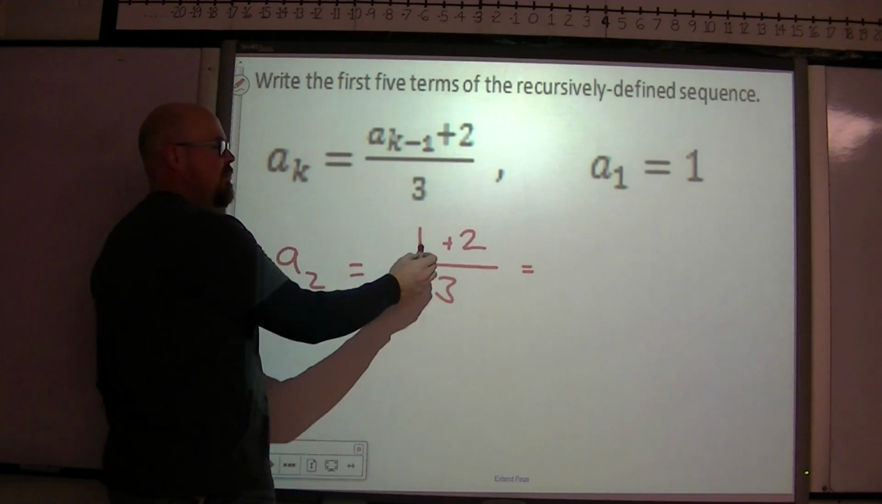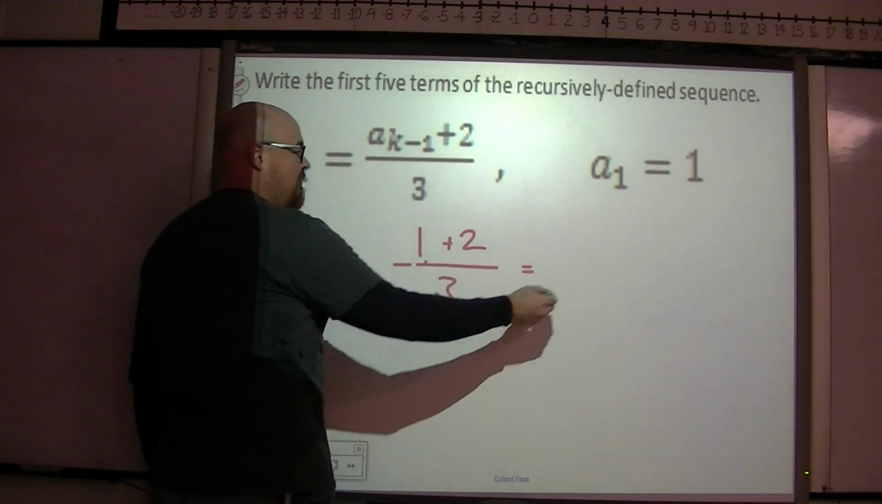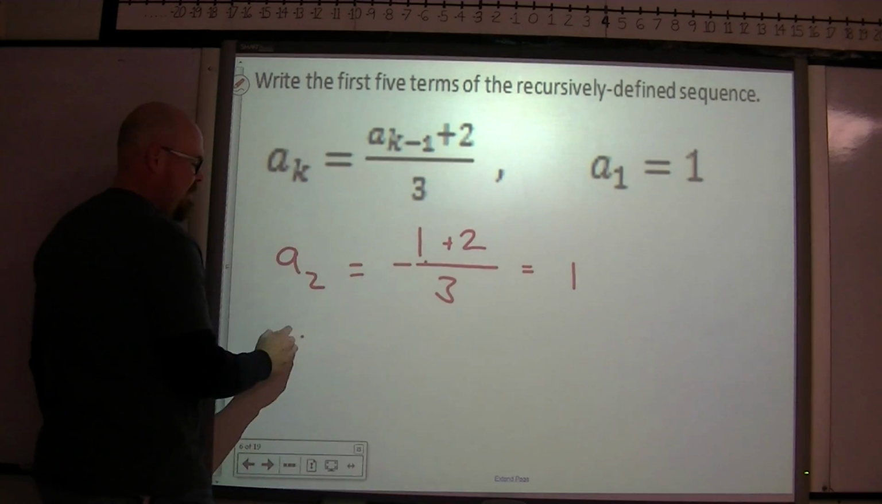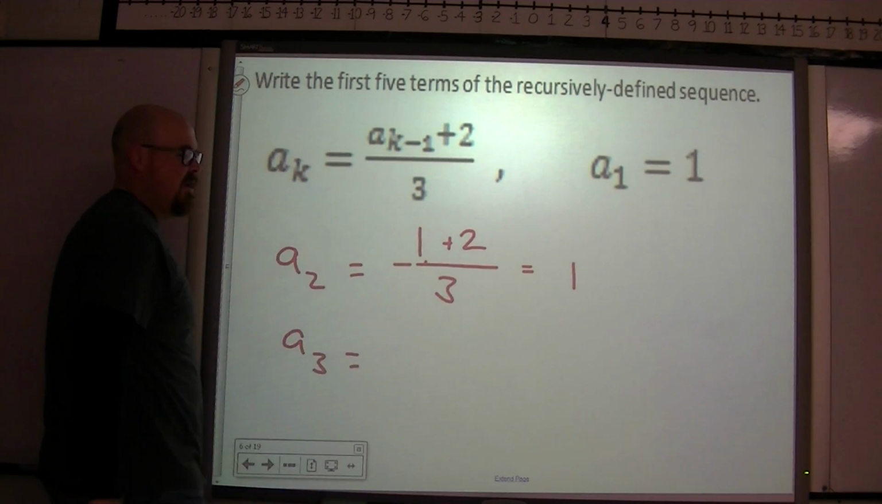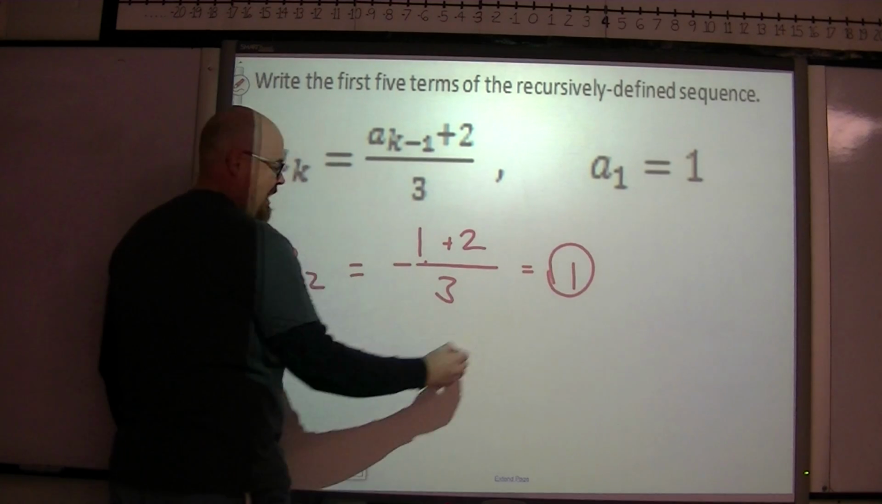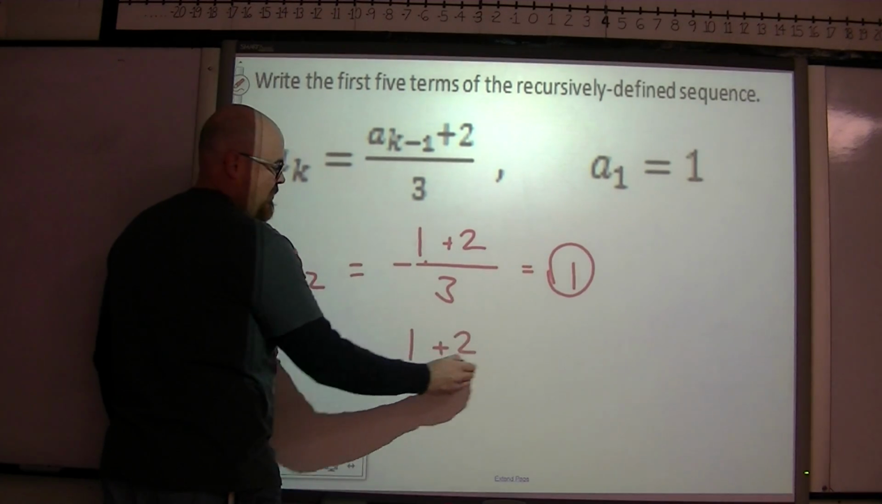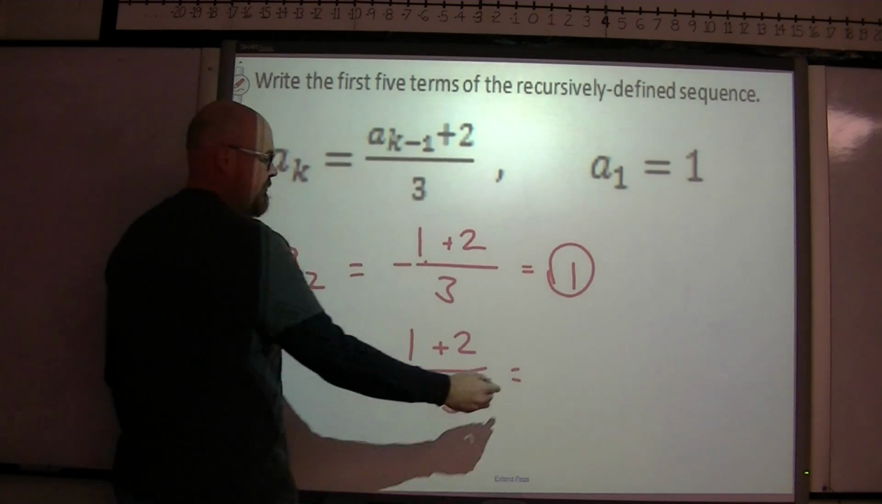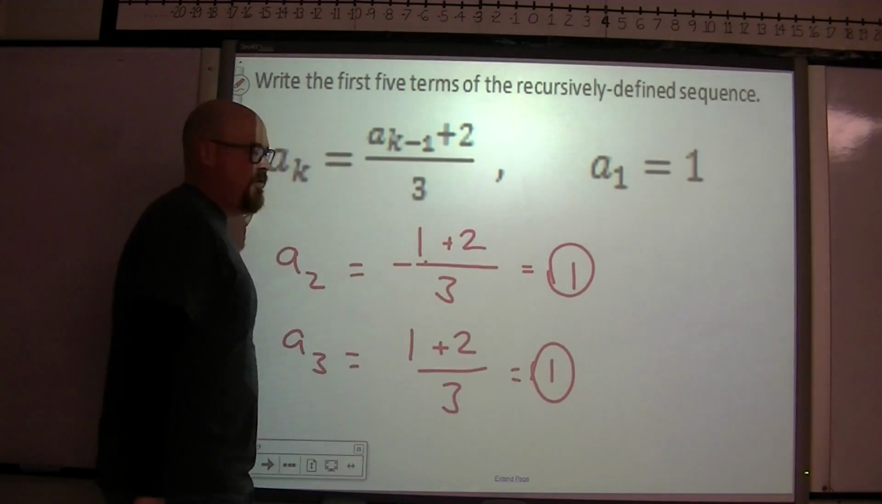So we get a value here. 1 plus 2 is 3. 3 divided by 3 is 1. So that's interesting. The second term is also 1. What would the third term be? The third term is the second term plus 2 divided by 3, which is 1. So what are the first 5 terms going to be?